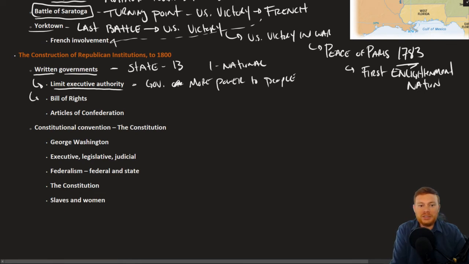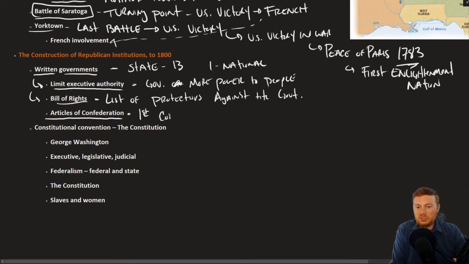Some of them included a Bill of Rights, which was a list of protections against the government. And the national government was called the Articles of Confederation. So this is the first constitution in U.S. history.